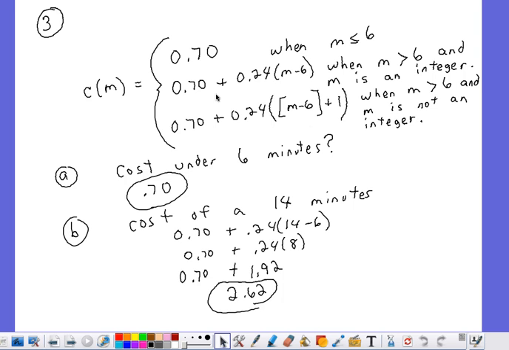Basically, that's going to be the second function here. So you're going to take 14, substitute the value in for m, and just work it out. 14 minus 6 is 8. 0.24 times 8 is $1.92. Add those, $2.62. That's it.